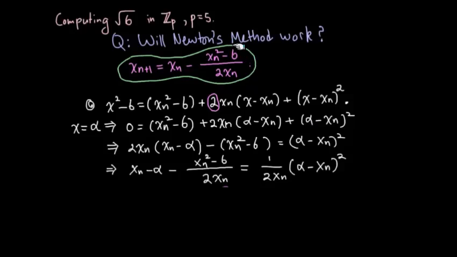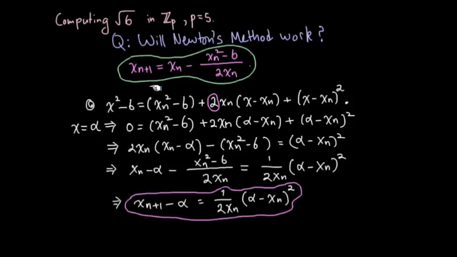Since this part has xn squared minus 6 divided by 2n, and we're going to divide everything by 2n, first we move these two terms to one side, leaving that alpha minus xn squared on that side, and I divide both sides by 2xn. So this one's cancelled, and 2xn goes to the denominator. So that part appeared right there, and xn together with xn and minus this quotient becomes xn plus 1. So here these two terms become xn plus 1 minus alpha equals 1 over 2xn times alpha minus xn squared.